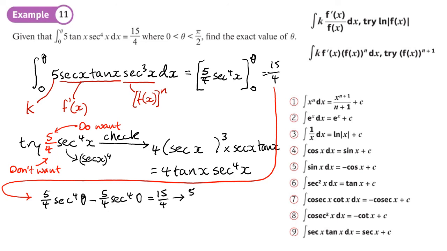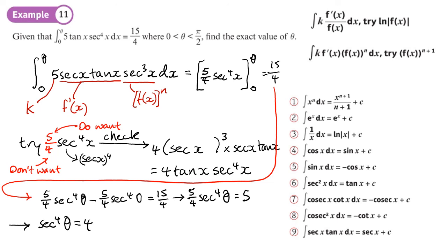So we'll have 5 over 4 sec to the power 4 theta, and that equals that negative, so this bit here is going to become negative 5 over 4. I'm going to add it to the other side, and that's going to be 15 over 4 plus 5 over 4, which is 20 over 4, which is 5. I'm then going to times both sides by 4, and then divide both sides by 5, and that leaves me then with sec to the power 4 theta equals 4.